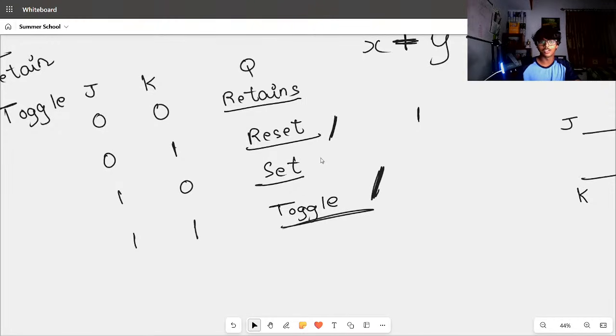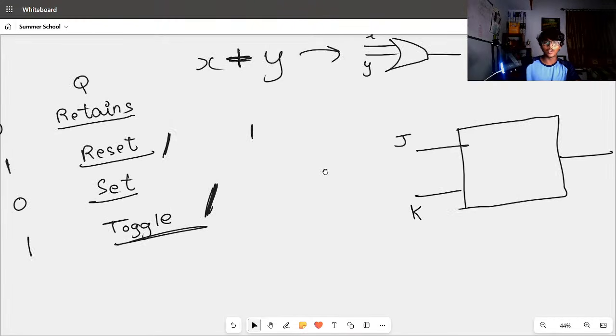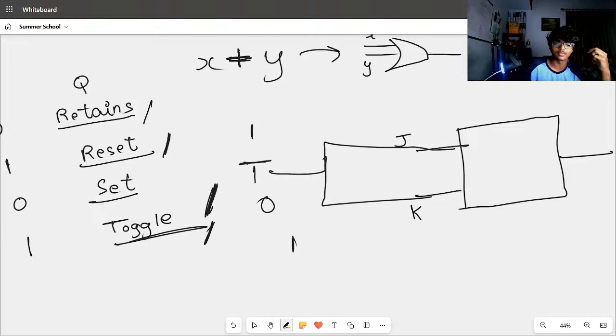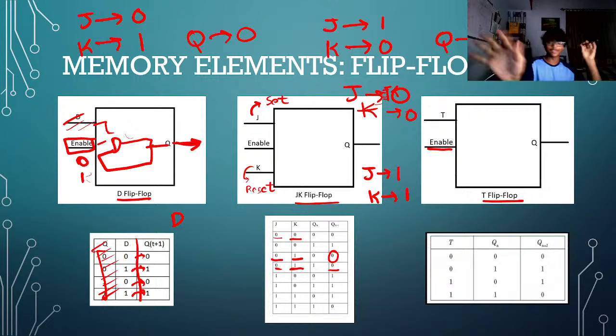Yeah, exactly. So if I take whatever T is given and connect it to both J and K, if my T is zero, it retains, and if my T is one, it toggles. Does that make sense? Yeah. Cool. Okay. Good job. Right. What else? Now that everything's clear, we'll move on.